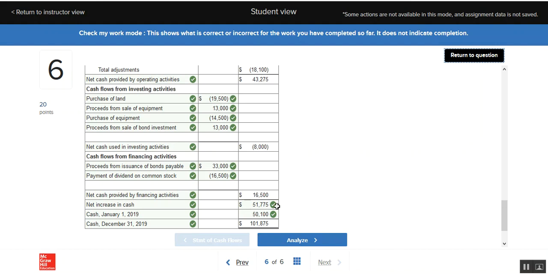So hopefully this kind of gives you a process for going through the statement of cash flows. The other problems are similar. A lot of them are much smaller. They're just one particular section of the statement of cash flows, but it works the same way. So you're just going to do a particular section in some of these.